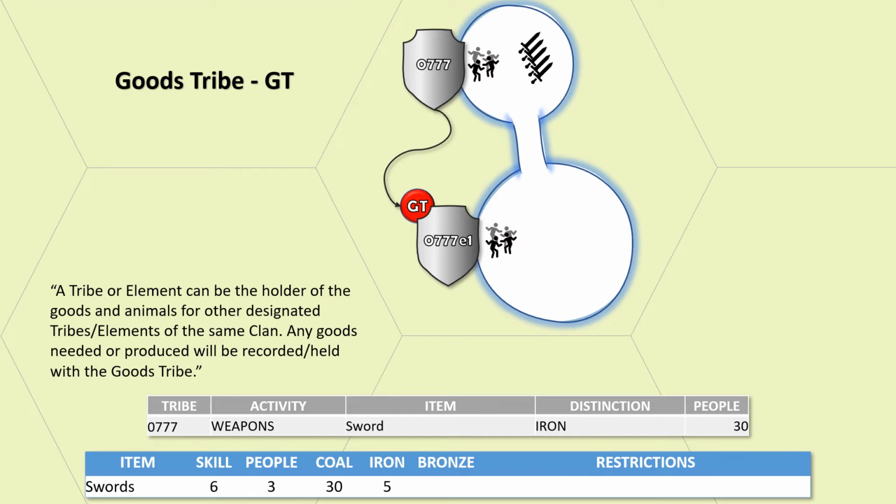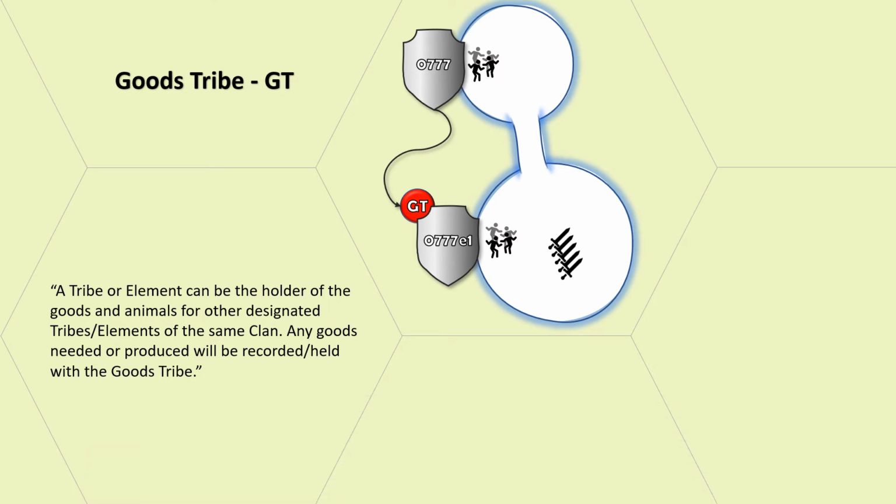They make the swords, and the swords immediately get put back into the inventory of the goods tribe. So at no point within the activity phase do the goods actually need to be transferred to 0777. They're just made available to them by the goods tribe relationship, which saves you a lot of transferring.